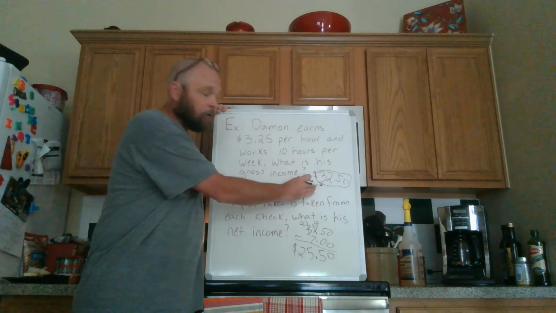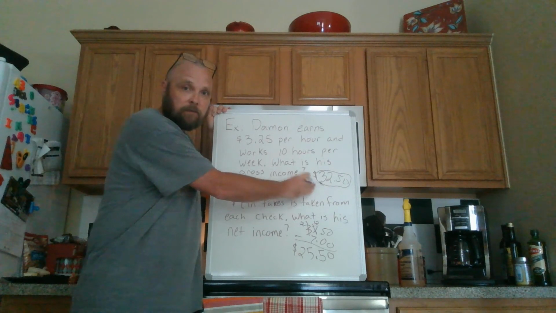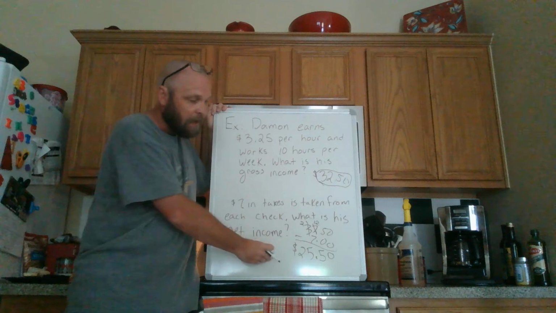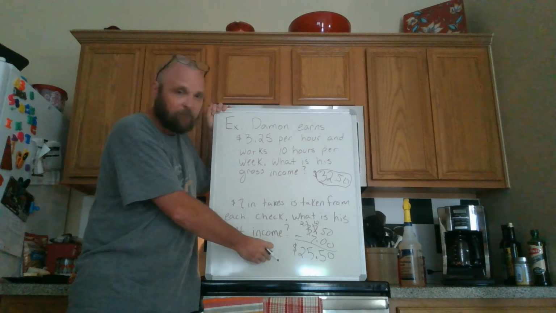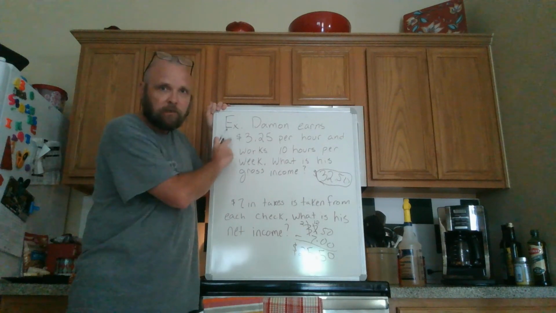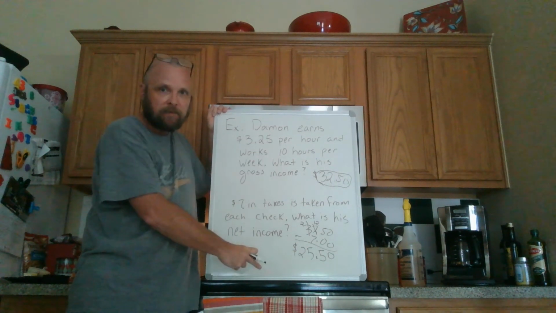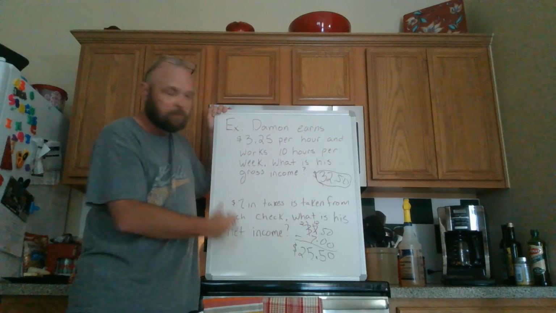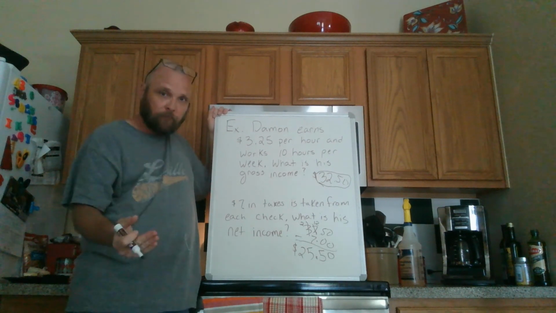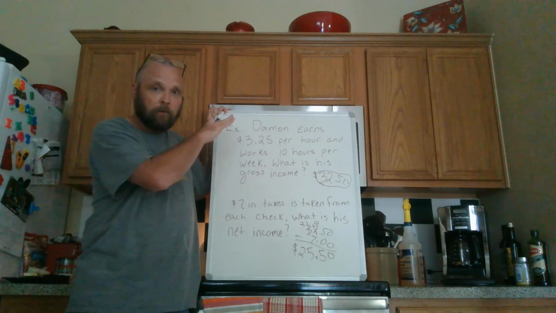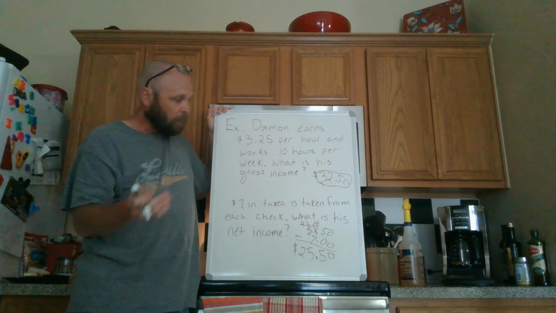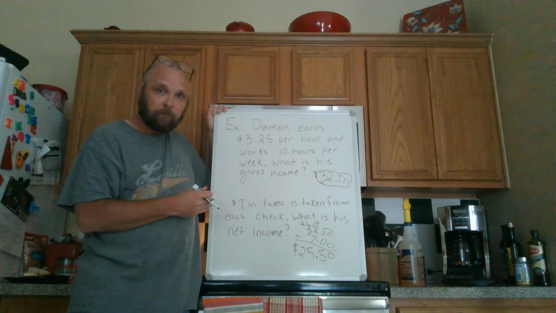So he earned $32.50. The taxes are $7. So his net income is $25.50. Gross is the total. Net is after taxes. So very simple if you think of it that way. So you wrote down the notes. Follow this example, which means when you're doing some work, you can always go back and look at this example.